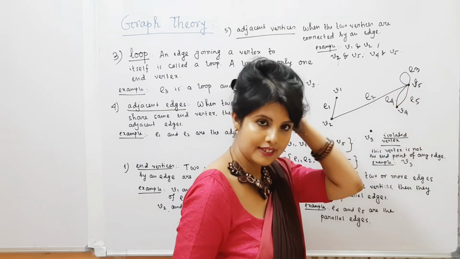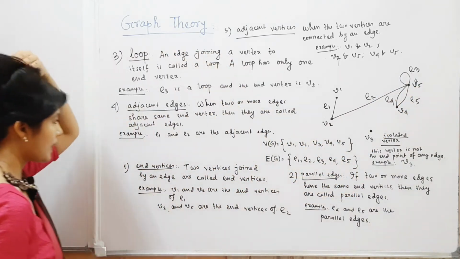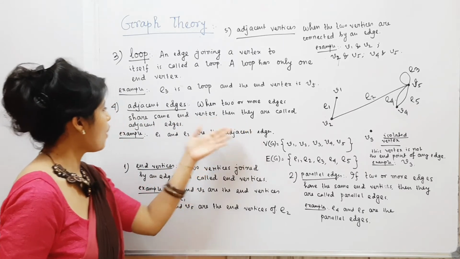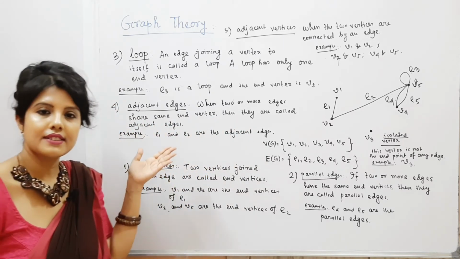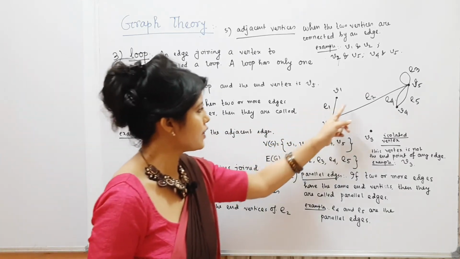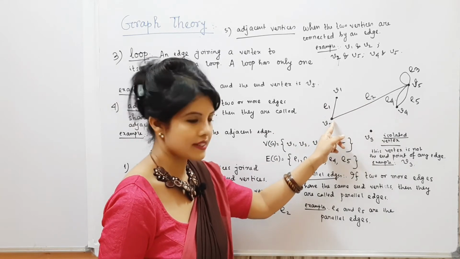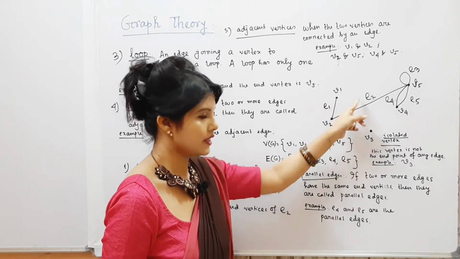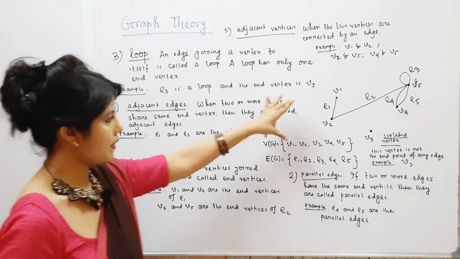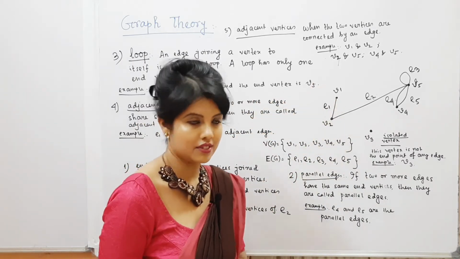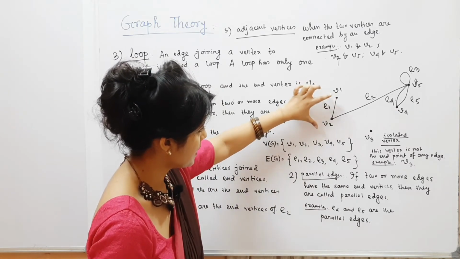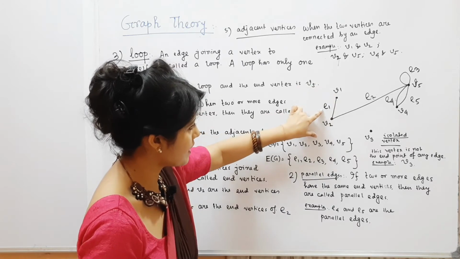So therefore this E3 is a loop here. Now adjacent edges means when two or more edges share the same end vertex, then they are called adjacent edges. That is E1 and E2, they share the same end vertex V2, so they are adjacent edges. Then adjacent vertices: when two vertices are connected by an edge, they are called adjacent vertices. That is V1 and V2 are adjacent vertices because they are connected by E1.